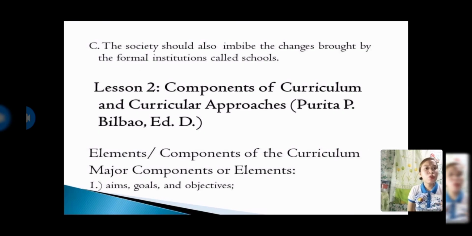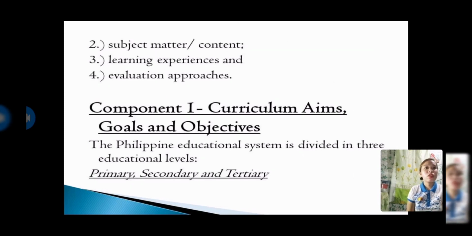So, aims, goals, and objectives is what you want to teach or what you want your learners to understand, your objectives, your target to teach your learners. Subject matter or content means what is inside your lesson, what part you will discuss with your learners. Learning experiences is what they explore during the learning process. So learners are exploring during the learning process. Evaluation is where you measure what your learners have learned. That's why it is called evaluation.